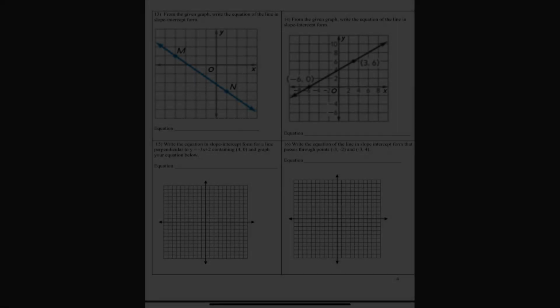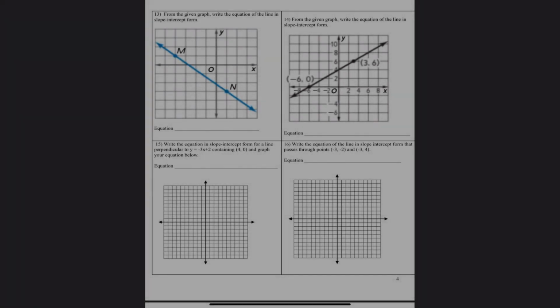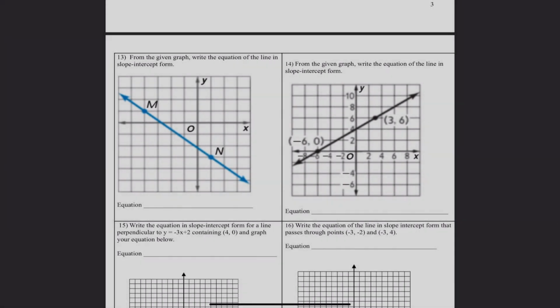Alrighty, part 4 of the Unit 2 test review. Let me pull up my key real fast. Okay, so let's take a look at this. From the given graph, write the equation of the line in slope-intercept form.